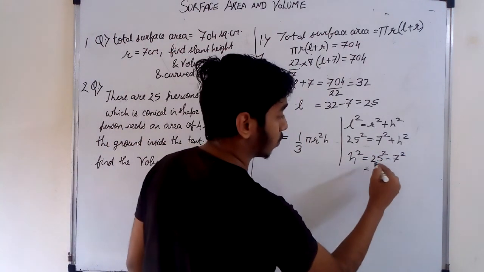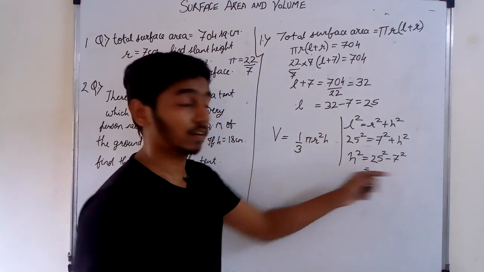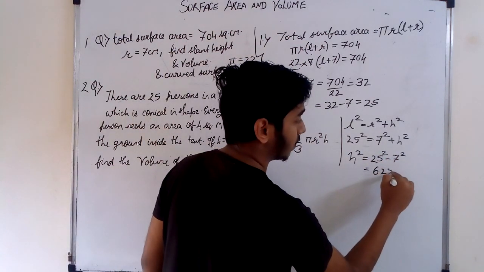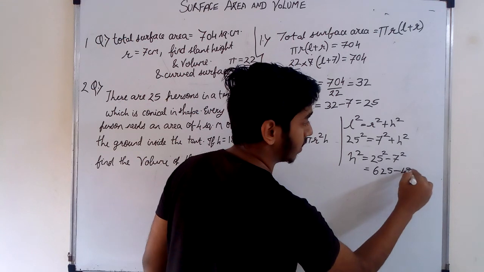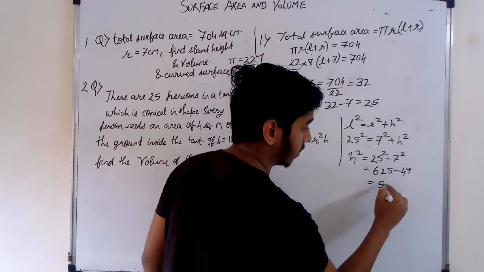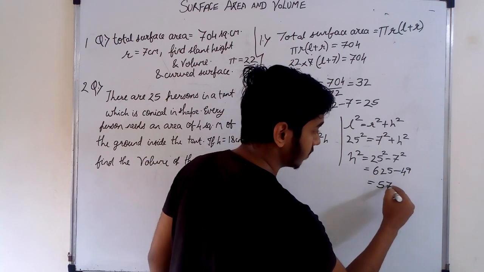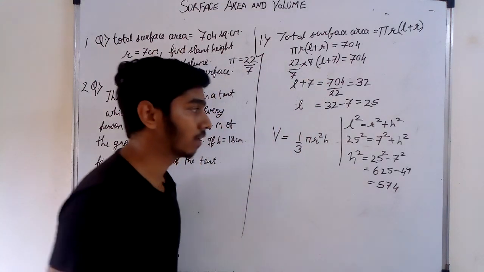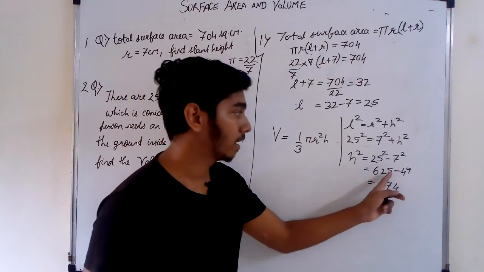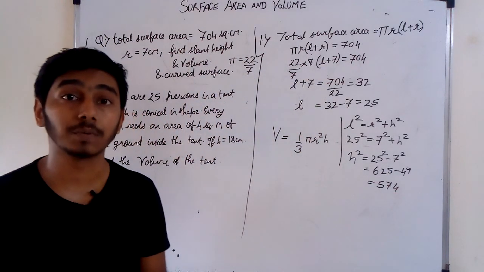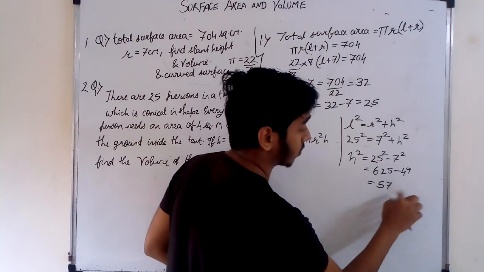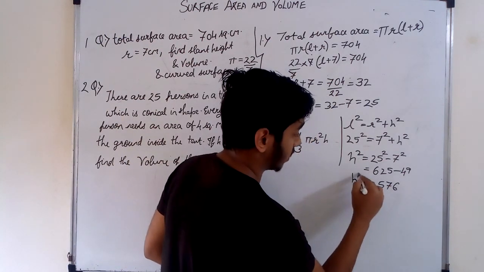So 25 square is 625, okay? So this is 625 minus 7 square, which is 49. So you get 576, correct? So this is what we get. Sorry, 576, not 574, is h square.